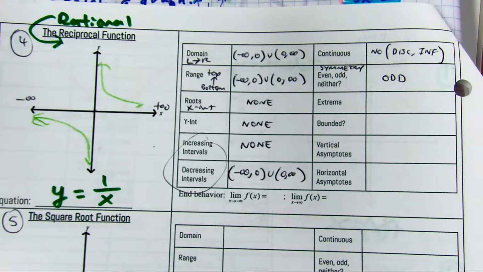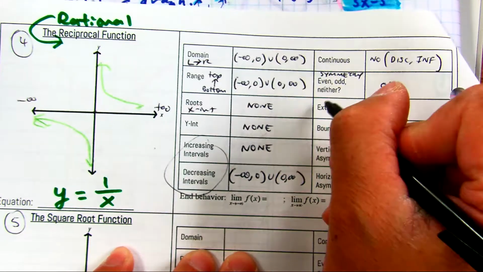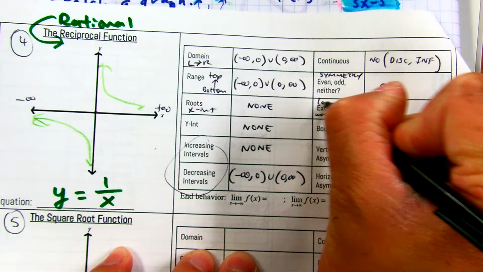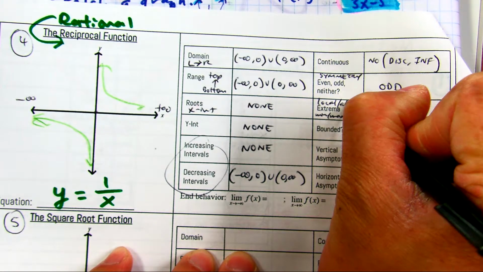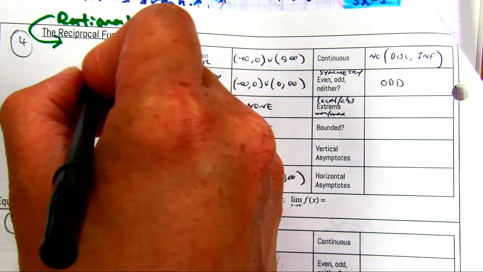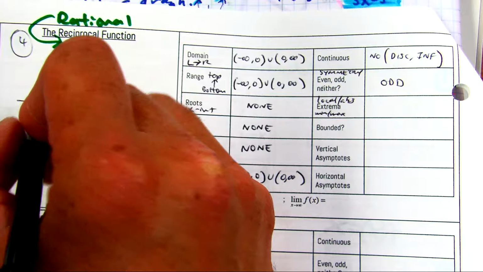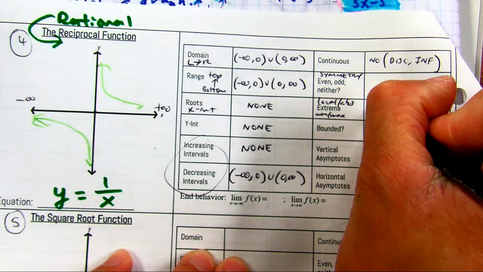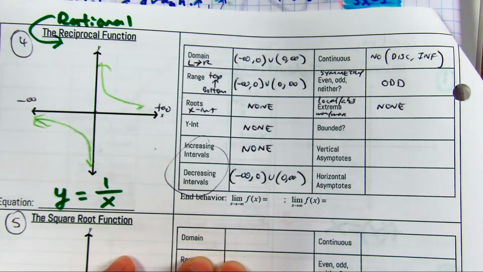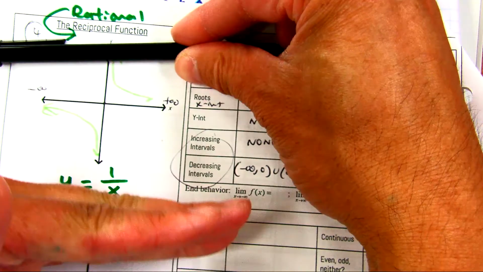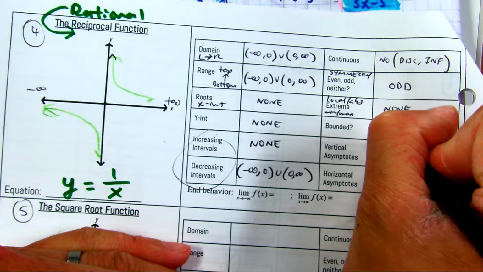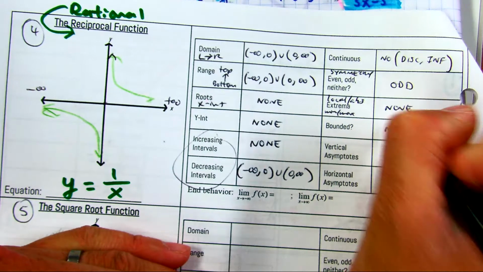How about extreme? What are extremas? What are some words that you're used to? Minimum, maximum, local, and absolute. Do we have any? No, because there's no peaks in the mountain. Does that make sense? There's no turning there. So for extremas, there's actually none for this one. Is this bounded? Do I have lots of boundaries there? No, because the arrows tell us you can keep going, so none. Or no, it's not bounded.